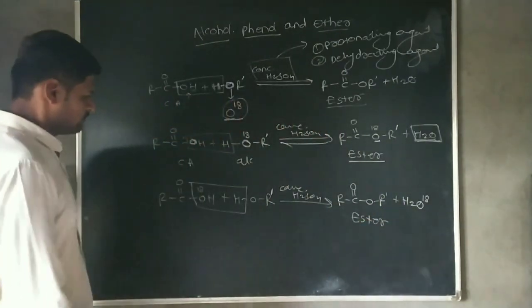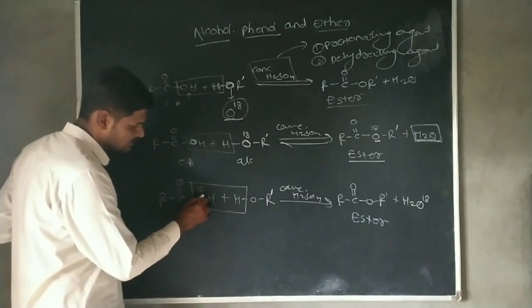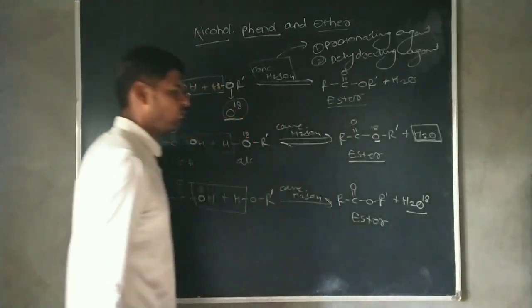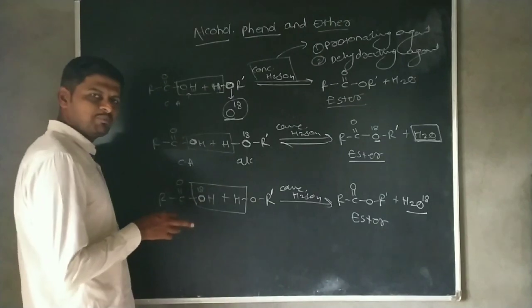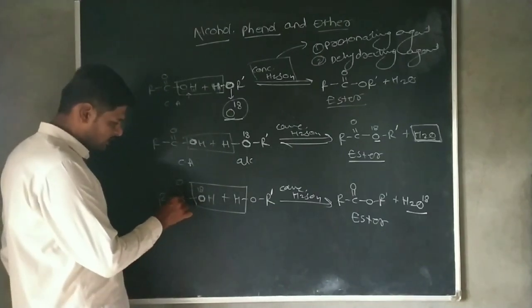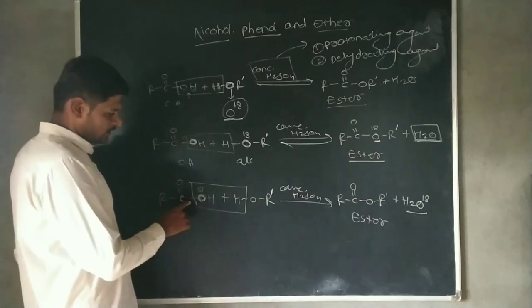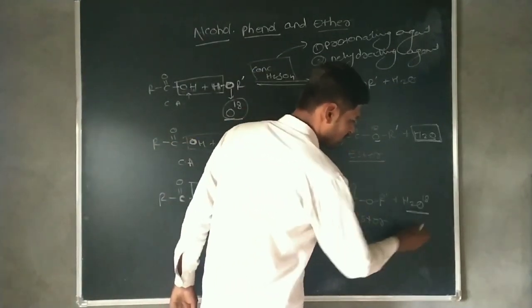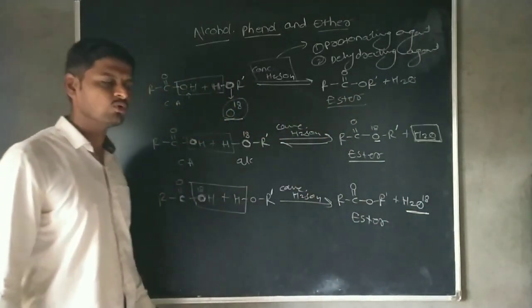From this reaction, the isotope of oxygen goes into the water. That means the bond that should break is between the carbonyl carbon and the oxygen atom. It is easily proved by the elimination of the water molecule which contains the isotope of oxygen, that is O18.